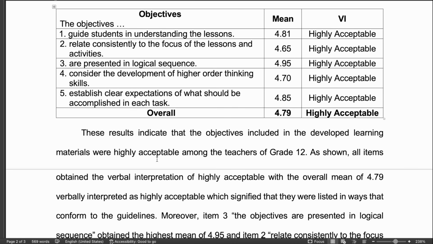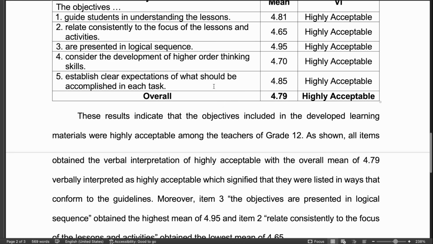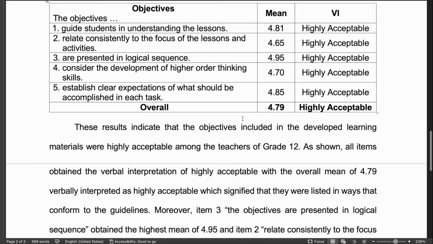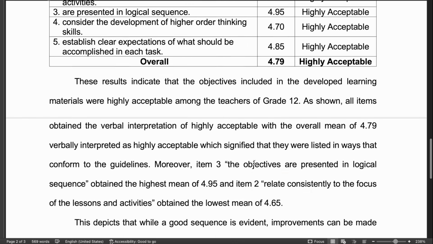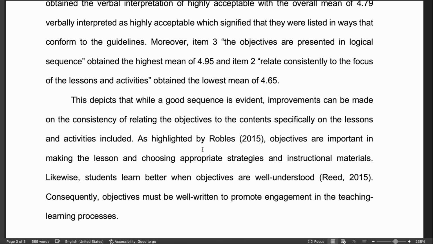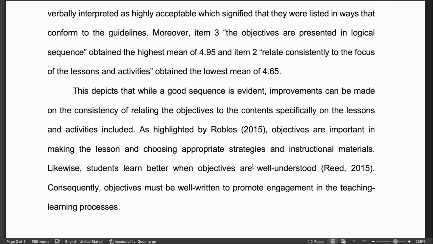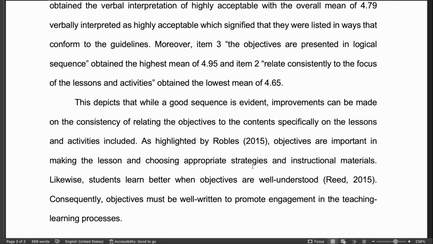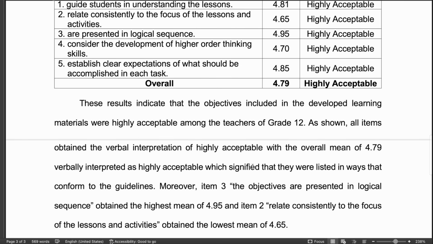Malinaw ba? I think so. Na-cover ba yung highest, lowest? I think so. So, meron bang RRL? Nagkaroon ba ng explanation in the context of RRL? Yes, meron. Okay, so it means, basically, okay na yung ating interpretation.